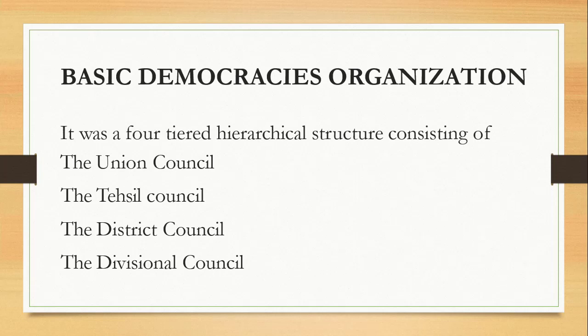Dear students, now let me discuss these 4 tiers one by one. The first one is the Union Council. The Union Council was the lowest but the basic tier of the system. The Union Council consisted of 5 to 8 villages of about 8,000 to 15,000 population. There used to be 10 to 15 electoral wards, and from each ward, one councillor was to be elected by the adult franchise rule.